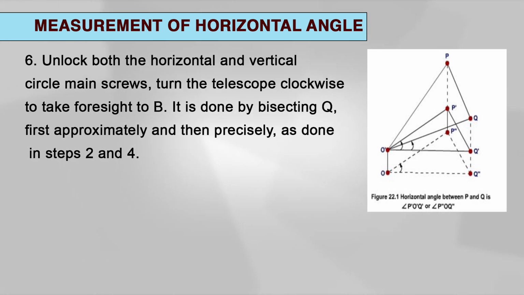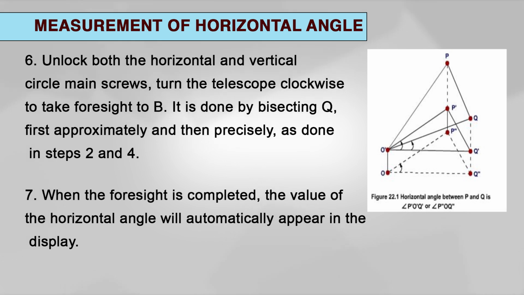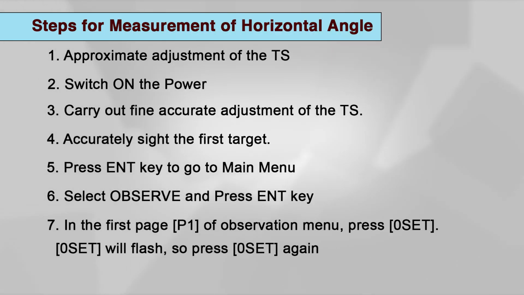With the horizontal and vertical circle main screws released, turn the telescope to bisect object point P approximately and then precisely using the tangent screw, as we did at the first station. When the foresight is completed, the value of the horizontal angle will automatically appear in the display. These are the steps to follow in the total station to measure the horizontal angle.